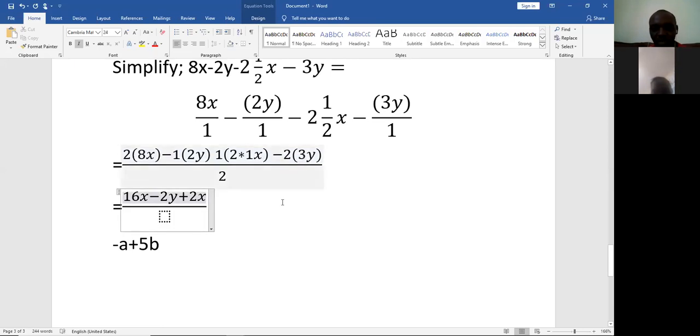Negative 2 multiplied by 3y, which is negative 6y. So 2 times x, 8x, 16x. This is 1. Negative 1 times 2y, negative 2y. That is 1 times 2 times 1x, which is positive 2x. And then negative 2 times 3y is negative 6y all over 2. Okay, and then when you simplify here, you are going to take the like terms together.